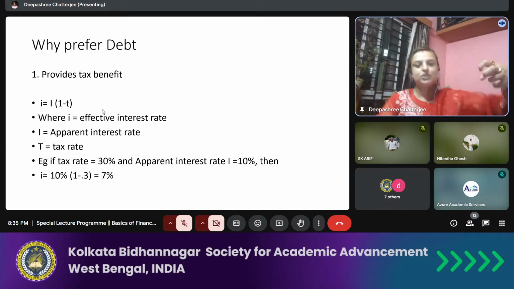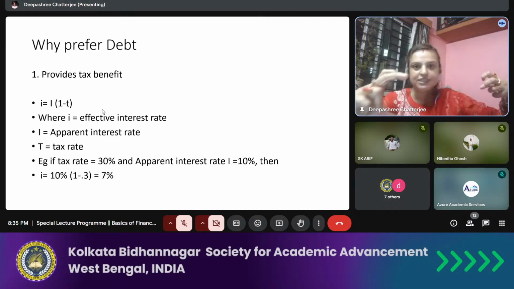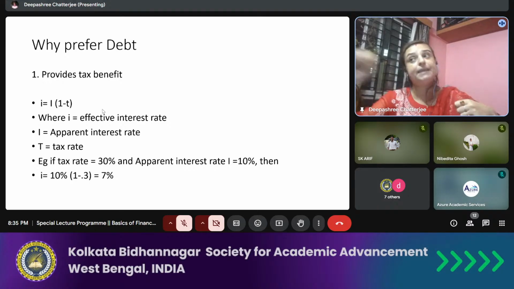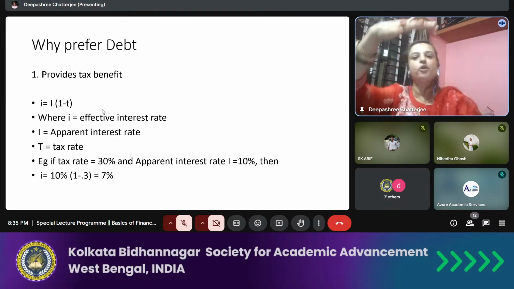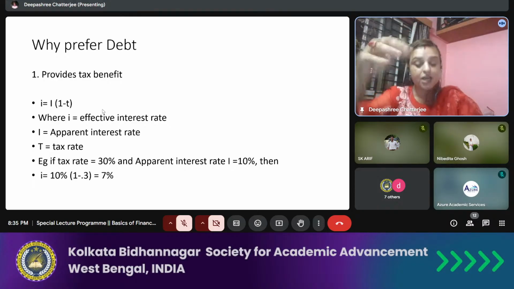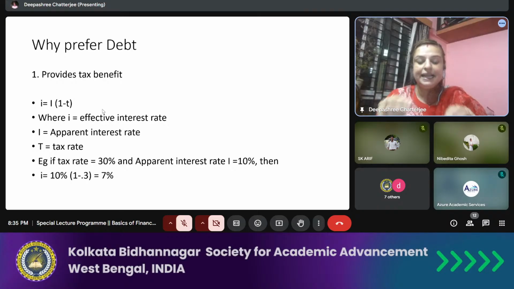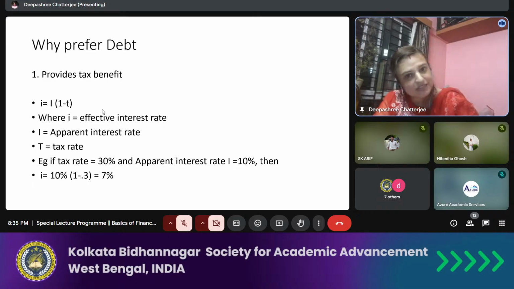Because if the interest is not a charge against profit, your profits will increase. And suppose the company is paying 30% tax, then you will have to pay 30% extra tax if your profit increases by that amount, right? So whenever you are paying interest, you are somehow saving part of your tax. Why are you saving tax? Because your profits are reducing by the amount of interest that you are paying.